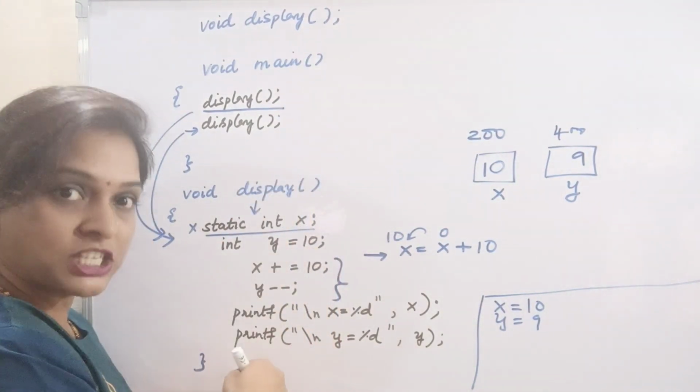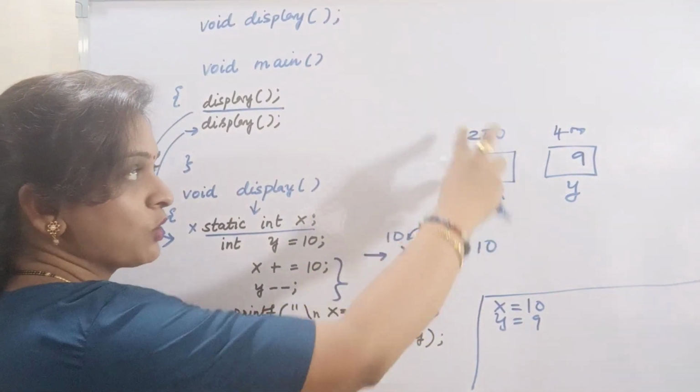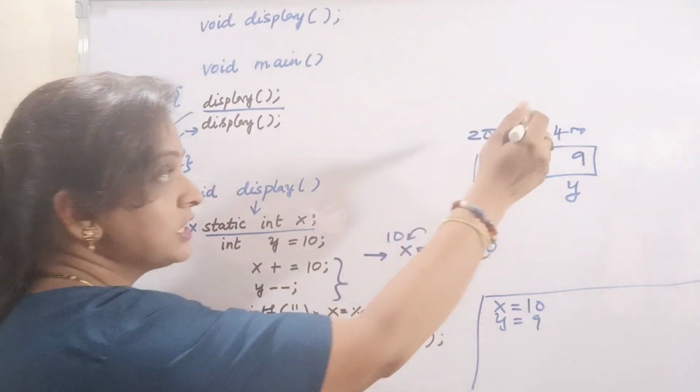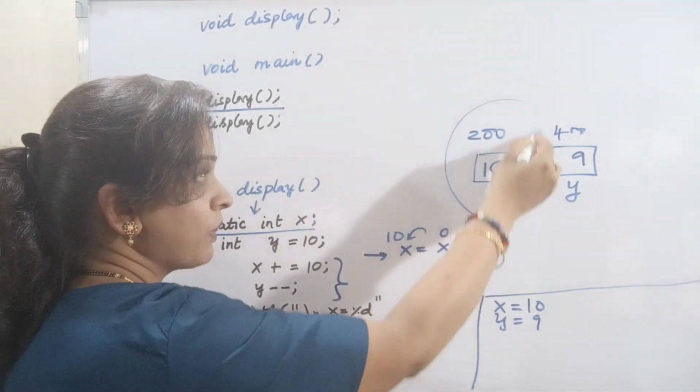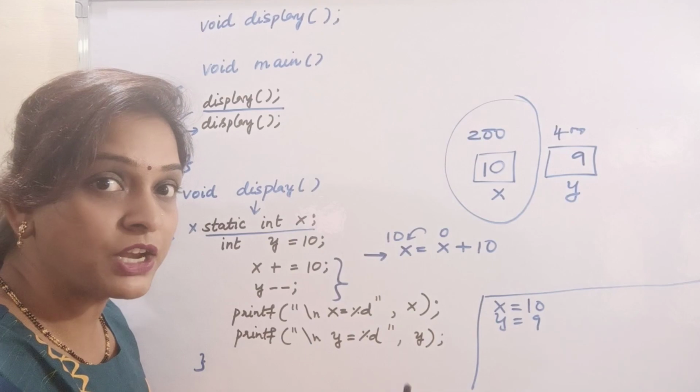So when we enter into the display function, once again this location will be as it is. This location of the static variable will be as it is. It will not be reinitialized.